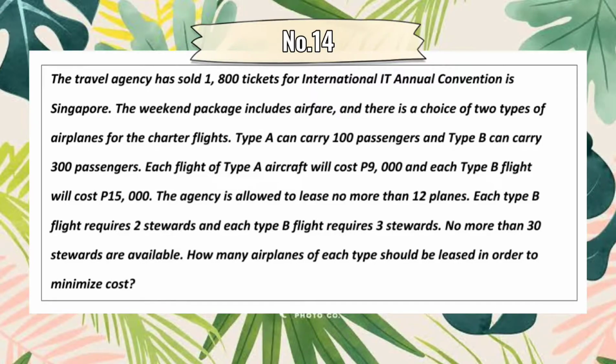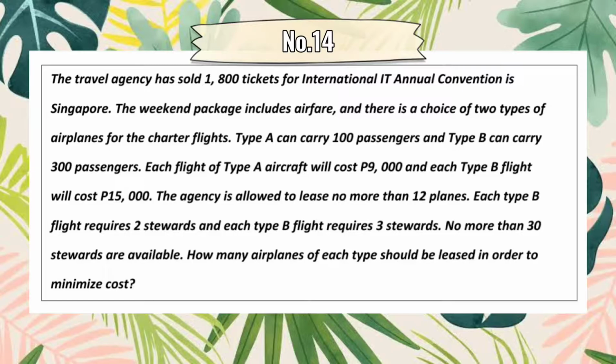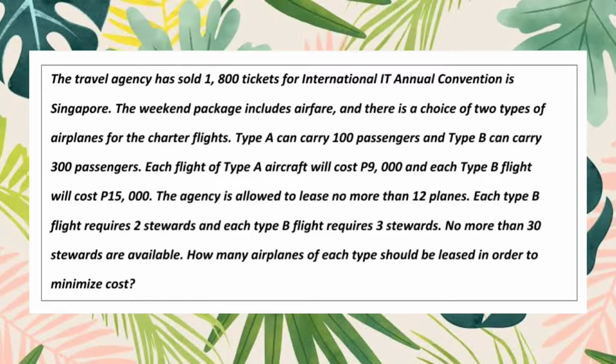Each Type A flight requires 2 stewards and each Type B flight requires 3 stewards. No more than 30 stewards are available. How many airplanes of each type should be leased in order to minimize the cost? So in this problem, we need to find the minimized cost of each type.